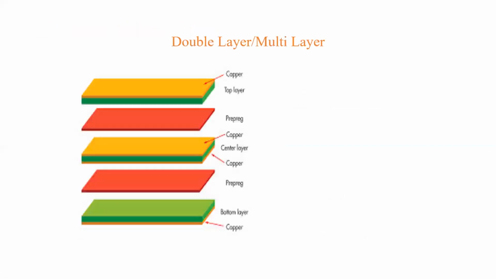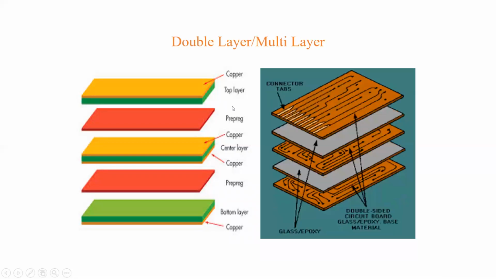Then double layer or multi-layer PCB. We have seen this figure, or you can see in this figure. These are the multi-layers, double layer or multi-layer PCB. See this one more figure. This is for the multi-layer.